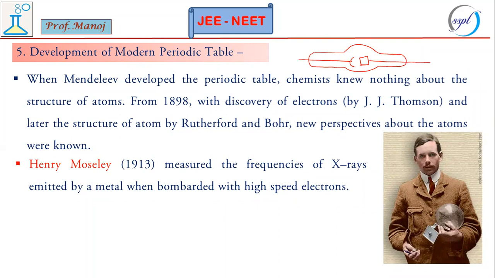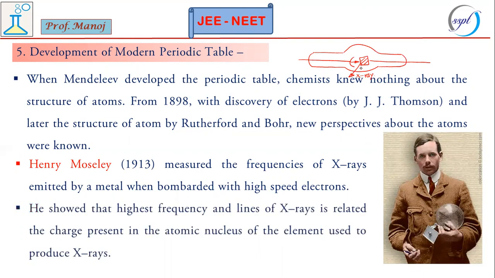From here the cathode rays will start, what we call electrons, we call them cathode rays. They will instantly bombard this metal. Due to this bombardment, X-rays are produced. Now, depending on which metal you are taking, the X-ray frequency and wavelength, everything will change. Every metal has its own characteristic frequency.